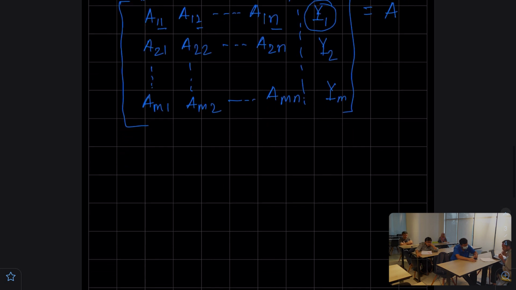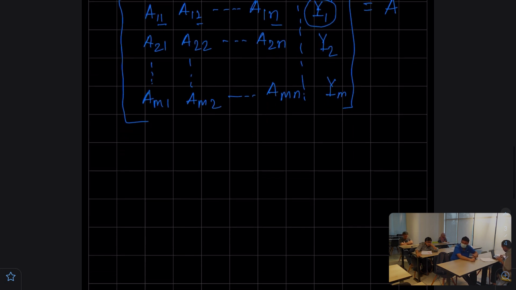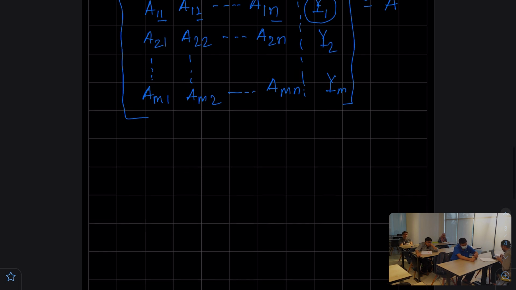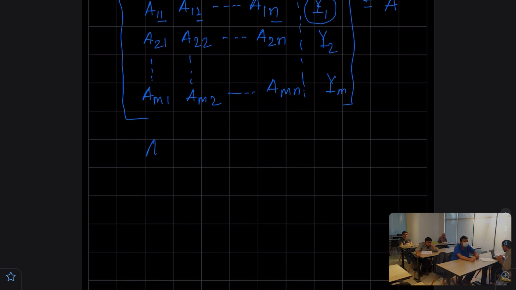Now, from a previous theorem, we know that every m cross n matrix is row equivalent to a row reduced echelon matrix, right? So for this matrix A, I can apply some sequence of elementary row operations, and I can form the row reduced echelon matrix from this matrix A, right?